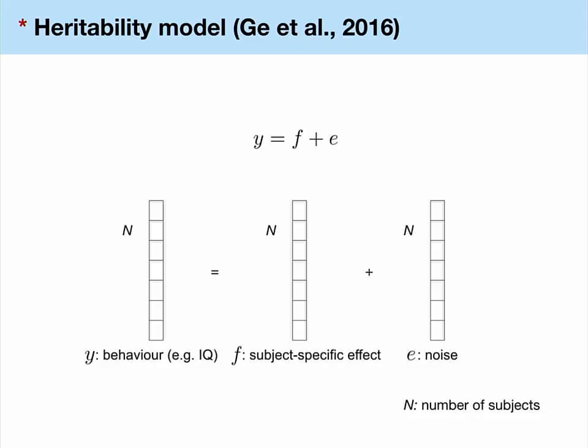As follows, where on the left, Y represents the behavioral information, and F is a subject-specific information that is computed from the functional connectivity markers, and E is residual noise. So essentially what we do here is to see the extent to which behavioral information can be explained by functional connectivity measures and metrics.